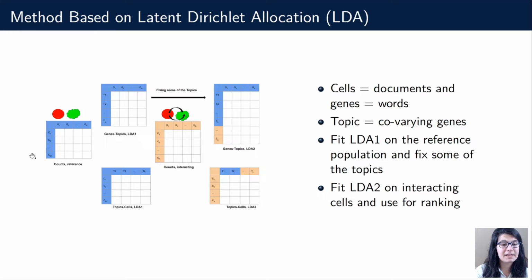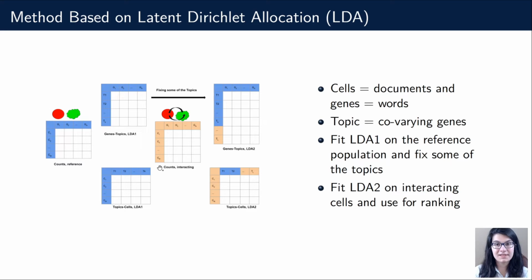We begin by fitting our first LDA on a reference population. This reference population could be sorted cells or the cells before the interaction has occurred. Following what we obtain from our first LDA in terms of gene and topic probabilities, we fix some of the topics before we fit the second LDA on the interacting population.